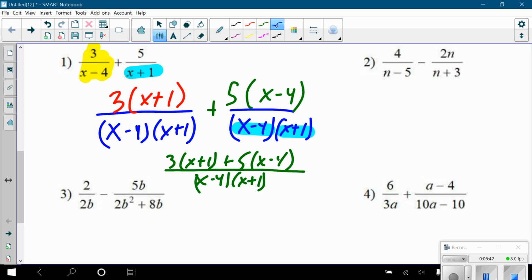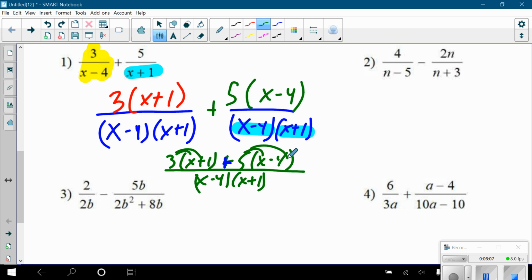And please resist the temptation to start crossing stuff off now. Kids like to do this. No, now you're going backwards. You can't cross stuff off. The top isn't factored. There's that big plus sign in the middle. Instead, what we're going to do is distribute this out and combine like terms.